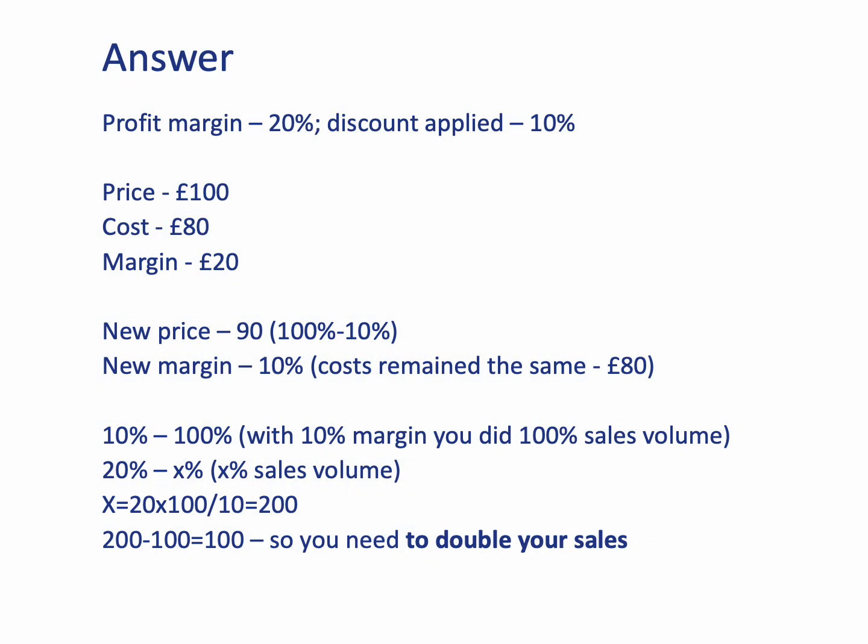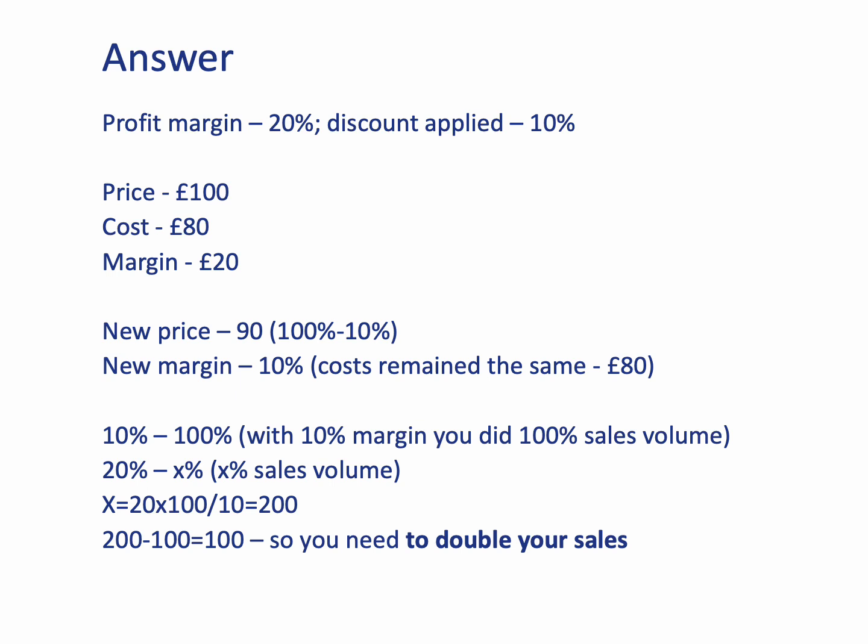Okay, so now what is the answer? Again, let me guide you through the steps. The profit margin is 20% and the discount applied is 10%. Now, suppose the price for the pair of jeans was £100, the same. Now, your cost is £80 because your margin is £20. So now the new price will be £90. Why? Because you have dropped the prices by 10%. 10% off £100 will be £90.